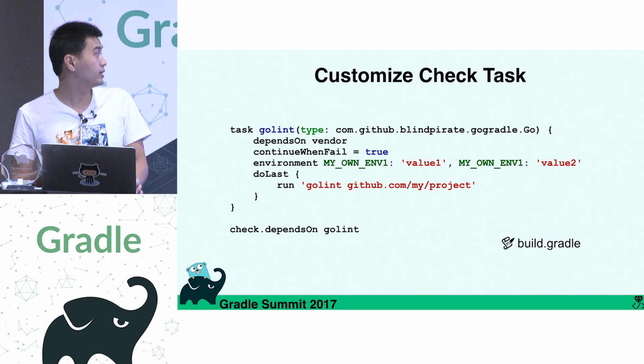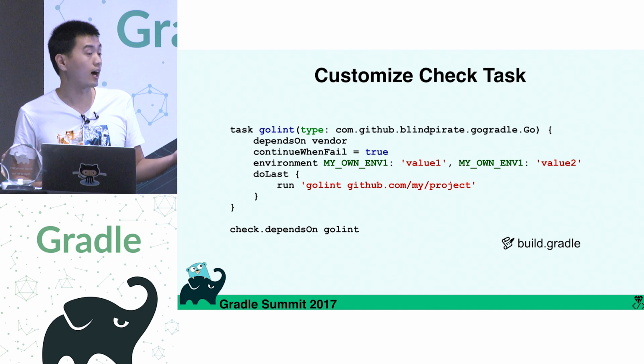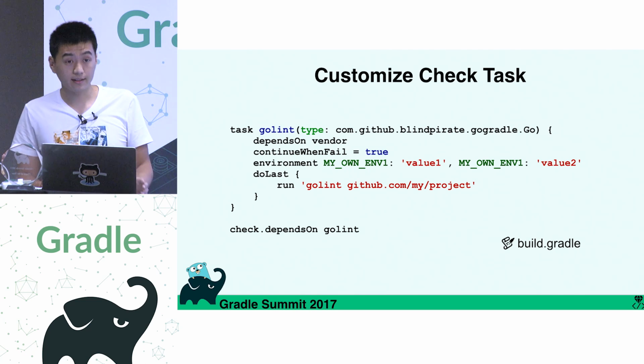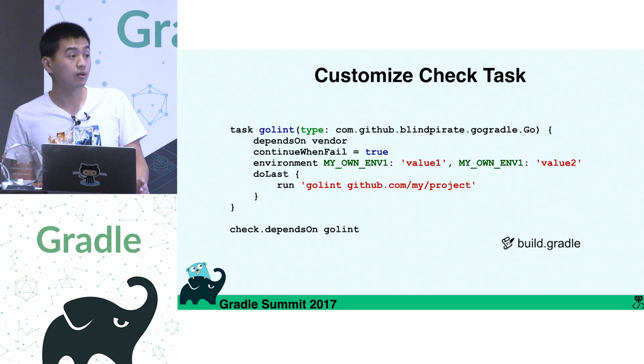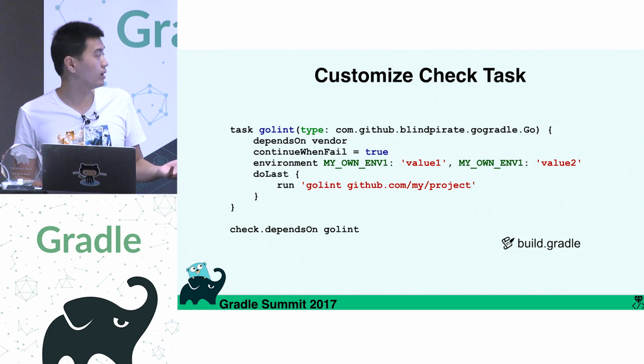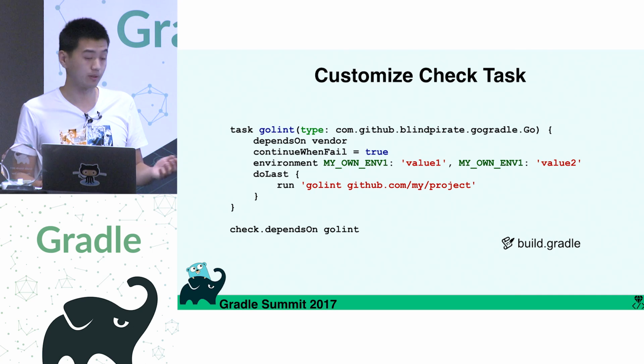If you need a custom check task, just declare a task with type Go, and run the command in the doLast block. Gogradle will inject the appropriate environment variables for you. Remember that Gogradle supports multiple Go versions. So by running the command in this task, Gogradle will inject the appropriate environment variables such as GOPATH and GOROOT automatically.